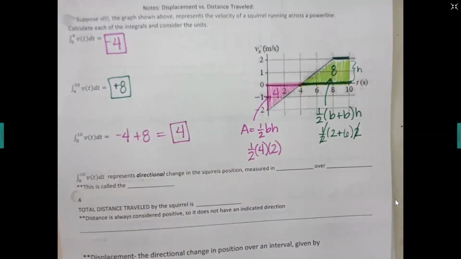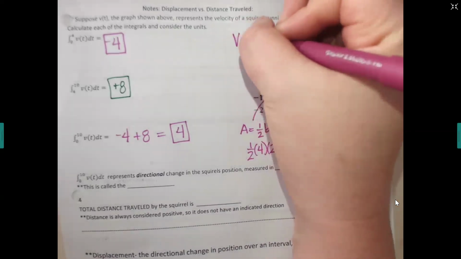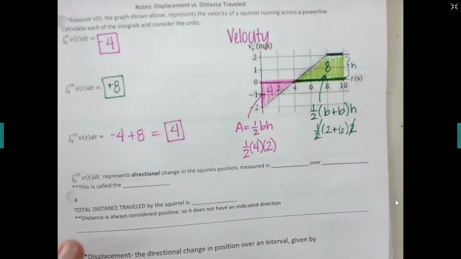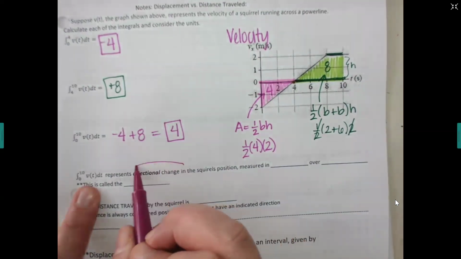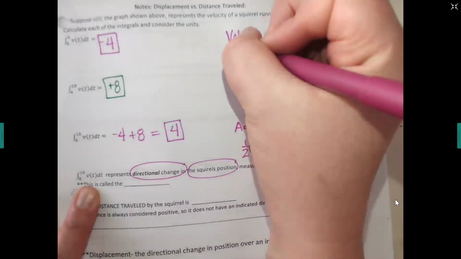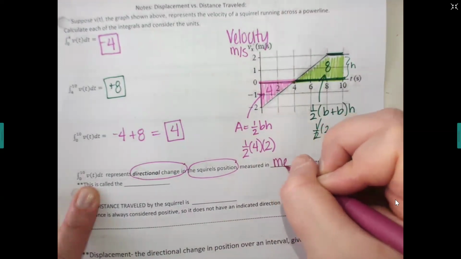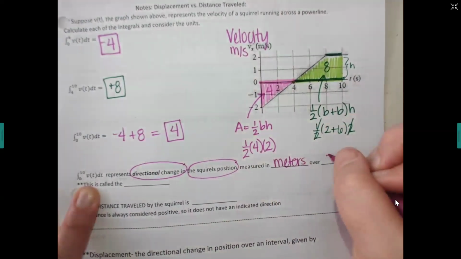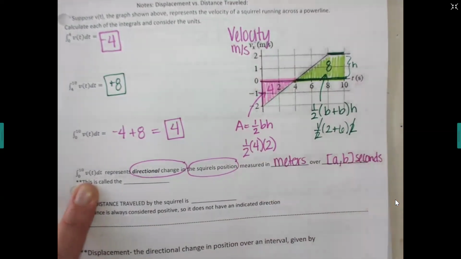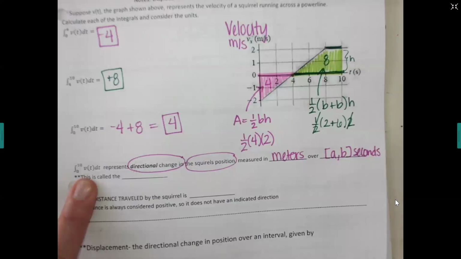Okay, specifically if you're doing this on a velocity graph. So notice, this is a velocity graph. When you calculate the integral on a velocity graph, you're going to get the directional change in position. If this is meters per second, it would be measured in meters, over the interval from A to B seconds. However, the amount that your position changes already has a name. What is it called?